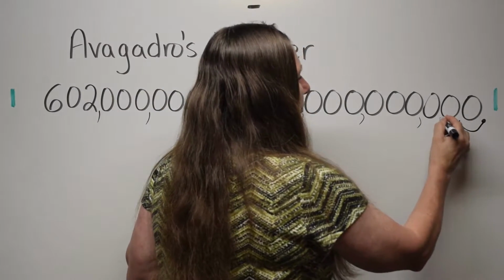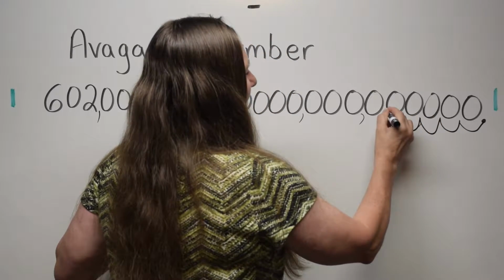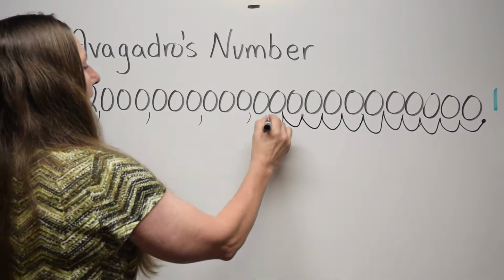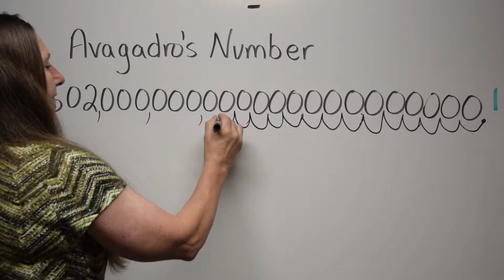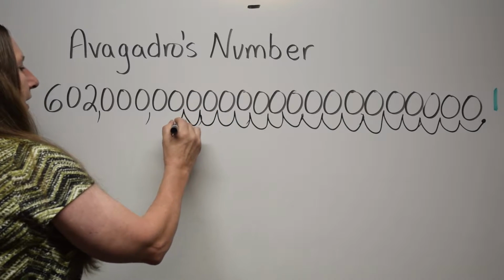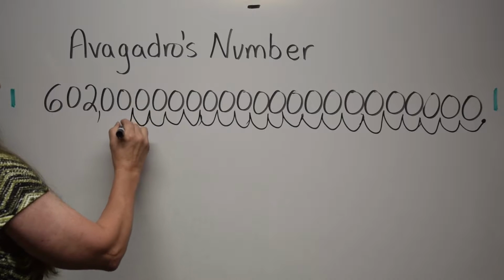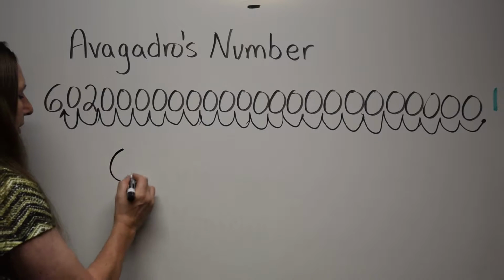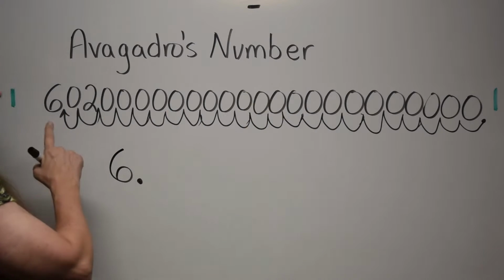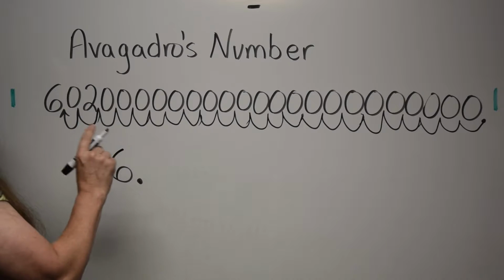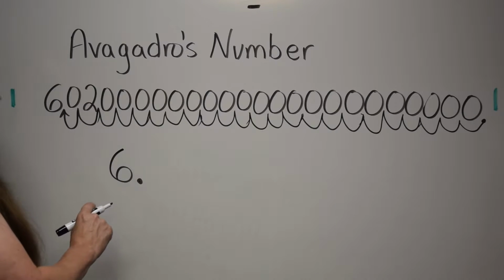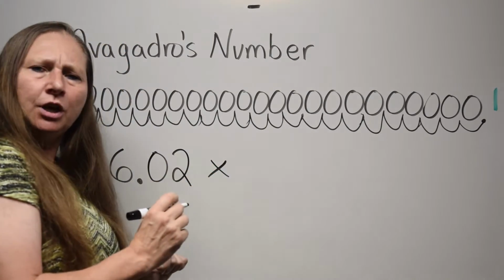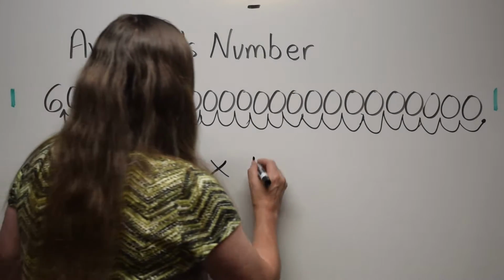1, 2, 3, 4, 5, 6, 7, 8, 9, 10, 11, 12, 13, 14, 15, 16, 17, 18, 19, 20, 21, 22, 23 jumps to make sure that we have moved the decimal point so only one number is in front of the decimal point. So we've got 6.02. And how many jumps was that? I think it was 23.